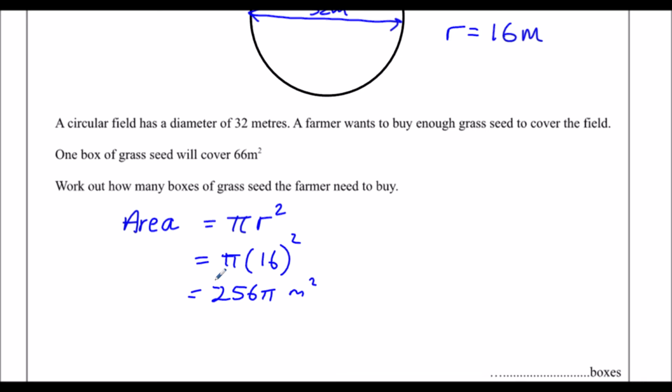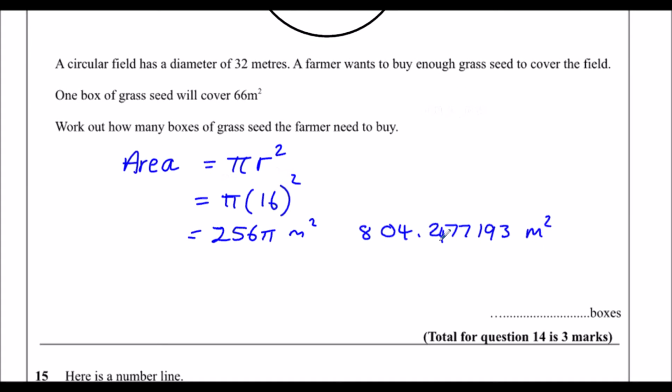meters squared. Or if I change that to a decimal, it's 804.247719 meters squared. So that's the area of the field. A box of grass seed covers 66 meters squared. How many do I need?